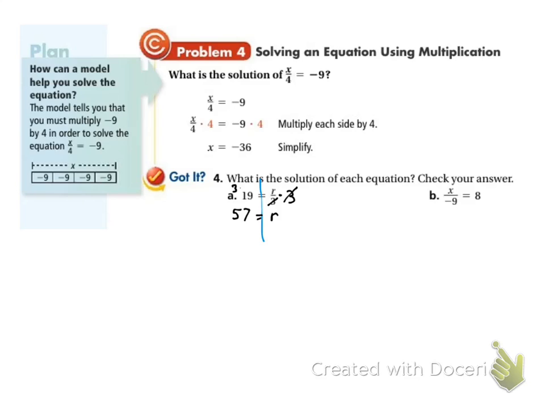Over here, if I were to do this equation, x right now is being divided by a negative 9, so I need to multiply by negative 9 on both sides. Those would cancel out, and I'm just left with x equals negative 72. Make sure if you're dividing by the negative, you need to multiply by the negative, because a negative times a negative gives me a positive.